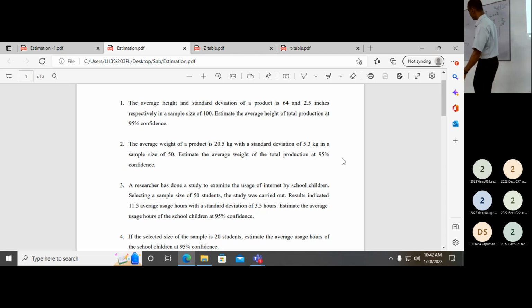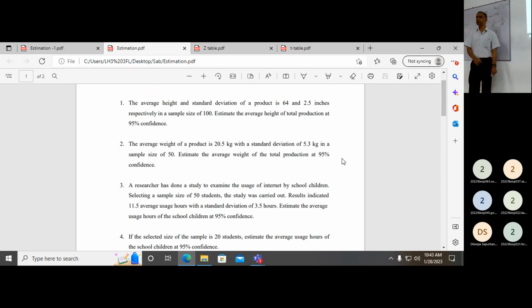Right, what can you say? I have 95% confidence that the average weight of the total production will be in this range, 63.51 kilograms to 64.49 kilograms. We are 95% sure that out of our total production, 95% will be within this range. If you want to increase to 99%, 1.96 will change to 2.58, because the critical value for 99% is 2.58. Then this range goes wider.